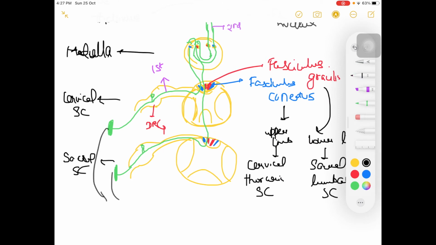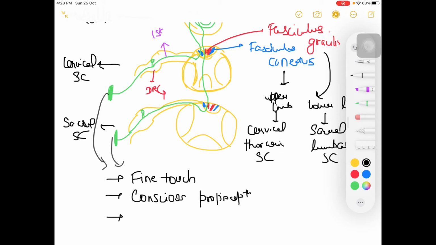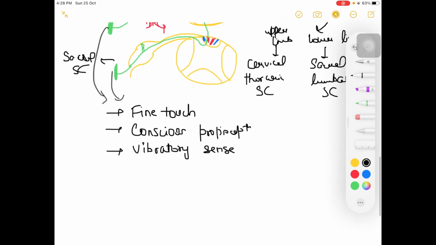What these carry actually? Now let me tell you. They actually carry fine touch, conscious proprioception. Yes, conscious proprioception. Why it's conscious? Because unconscious is carried by spinocerebellar tract. That's why I mentioned conscious proprioception. Then vibratory sense. So these are the functions that are carried by dorsal column.